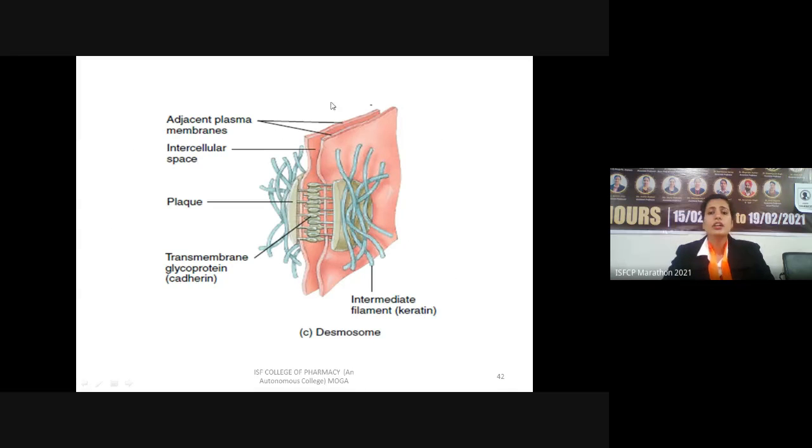So this is the structure of the desmosome, in which two neighboring plasma membranes are held together by the transmembrane protein known as cadherin. Here is the plaque, and in this plaque, instead of the microfilaments like in the adherent junction, here we have another filament that is known as keratin. It is the intermediate filament.